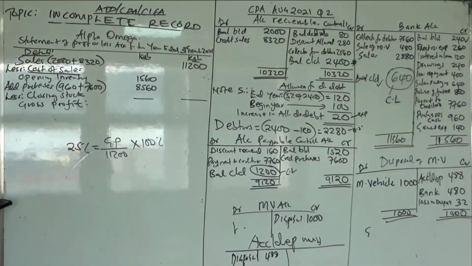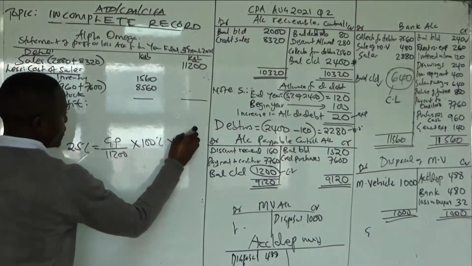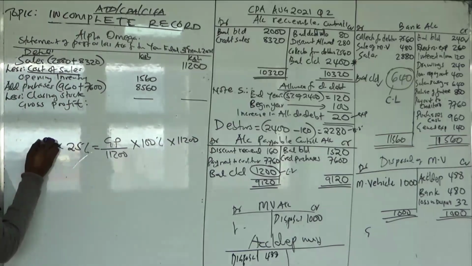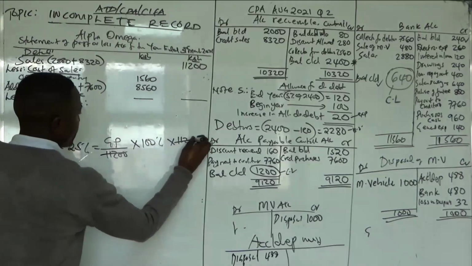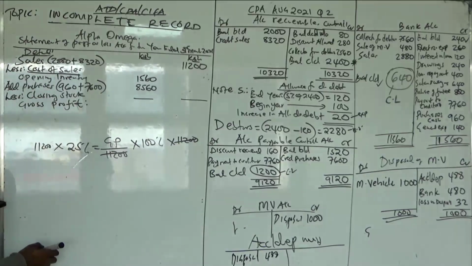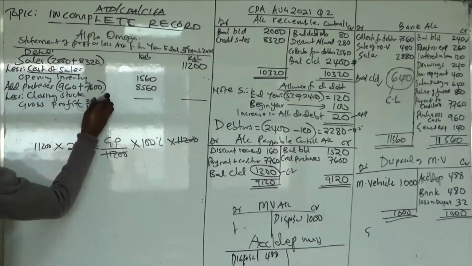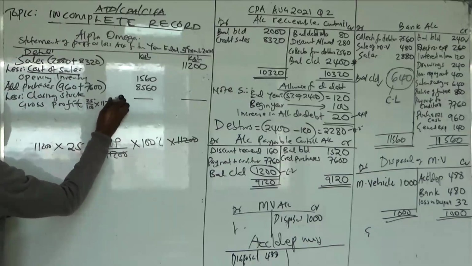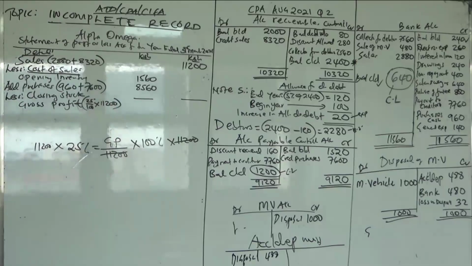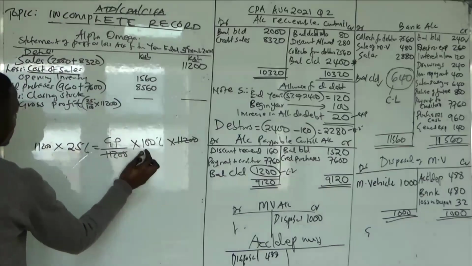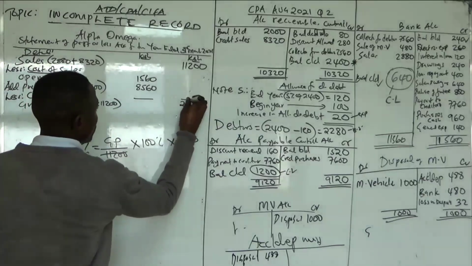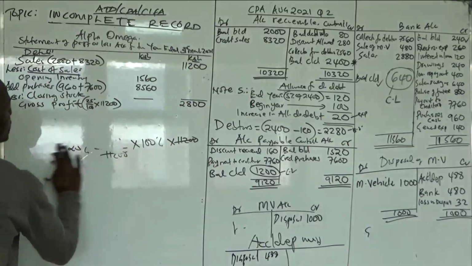Si hivyo ndio wanatafuta gross profit margin. Multiply by 11,200. So utapata ngapi? Sasa inakuanga kazi rahisi. Unachukua tu 25 all over 100 times 11,200. Unapata ngapi? 2,800. Hiyo ndio gross profit.